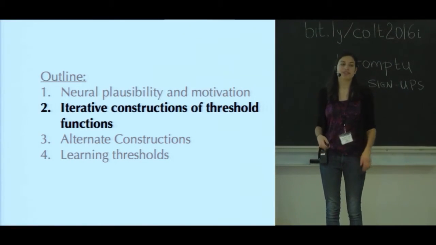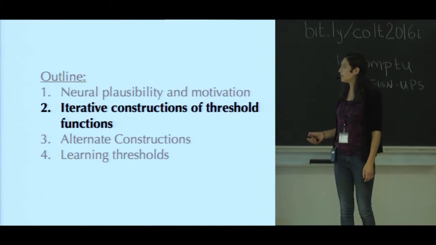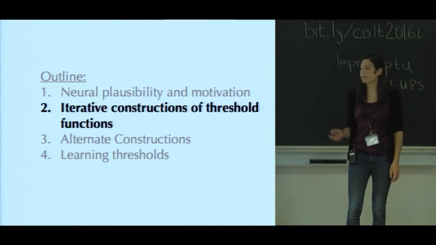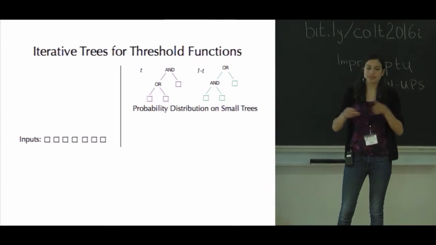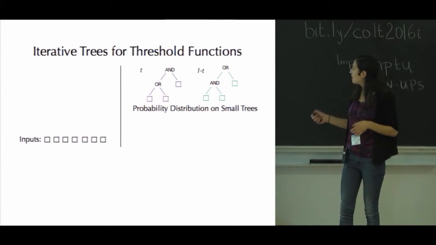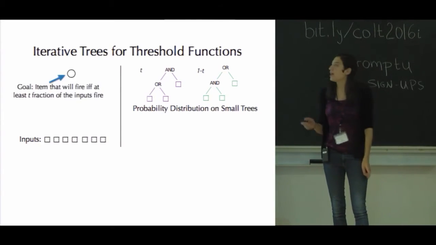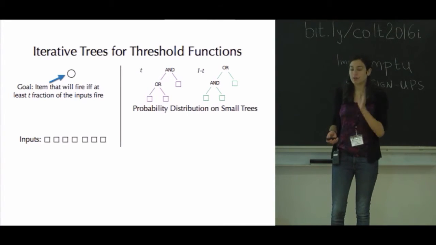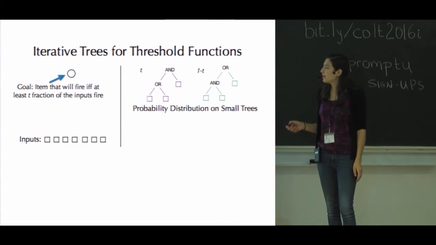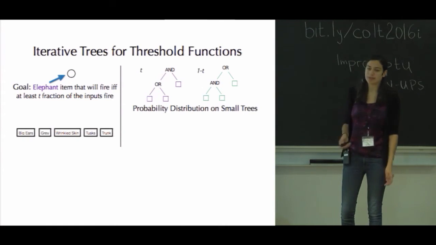In this next section, I'm going to give you a construction of a threshold function in a neurally plausible way. The structure we build, we just call an iterative construction or an iterative tree. Here's how it works. The input to the algorithm is a vector of length n. We can think of these as features, feature items, and a probability distribution on a set of small trees. The goal of the algorithm is to create an item that's going to fire if and only if more than t fraction of the inputs are firing. If we go back to the elephant example, you can think of the inputs as the features we see, the items we see, and our goal is to essentially create an item that represents the elephant.